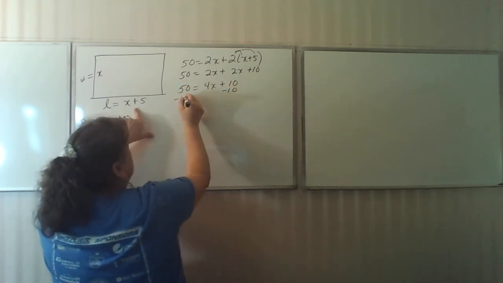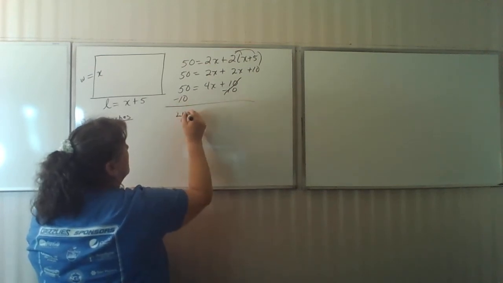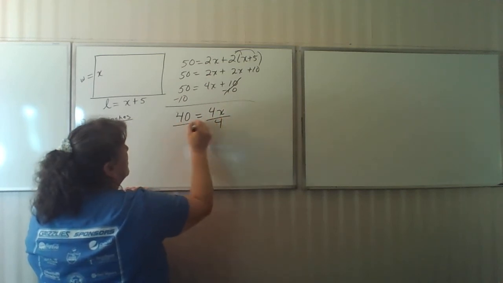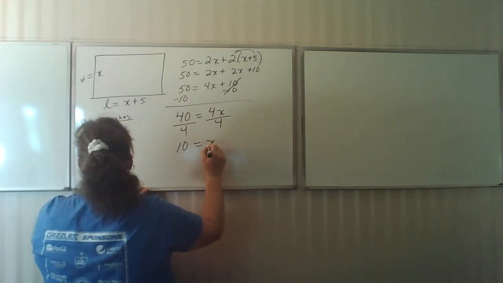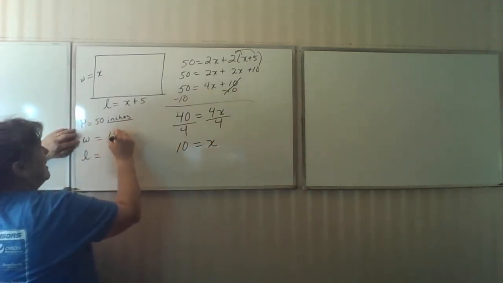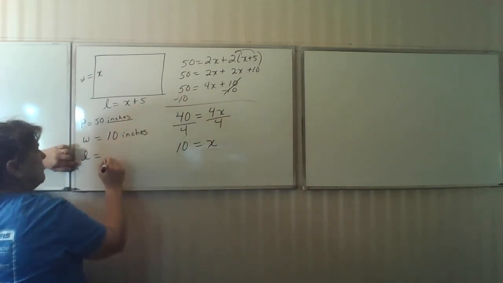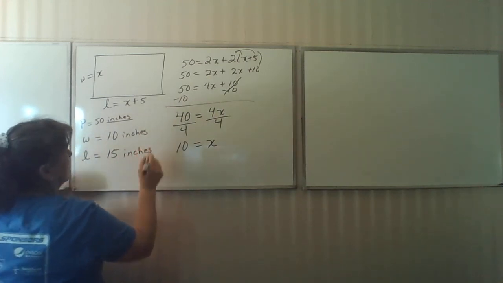Subtract my 10, and I end up with 40 is equal to 4x, divided by 4, and 10 is equal to x. Therefore, since my width is x, my width is 10 inches, and 10 plus 5 is 15 inches is the length.